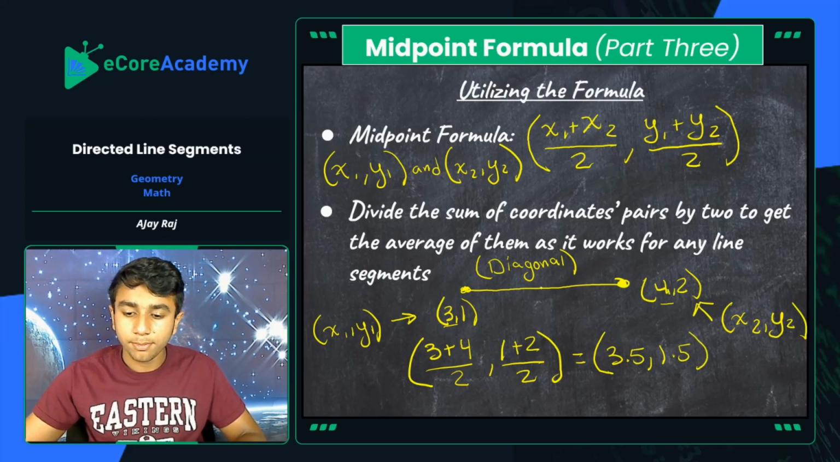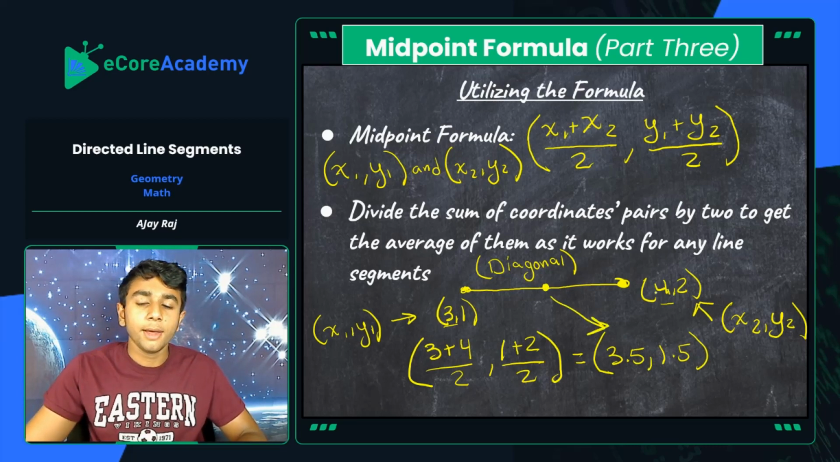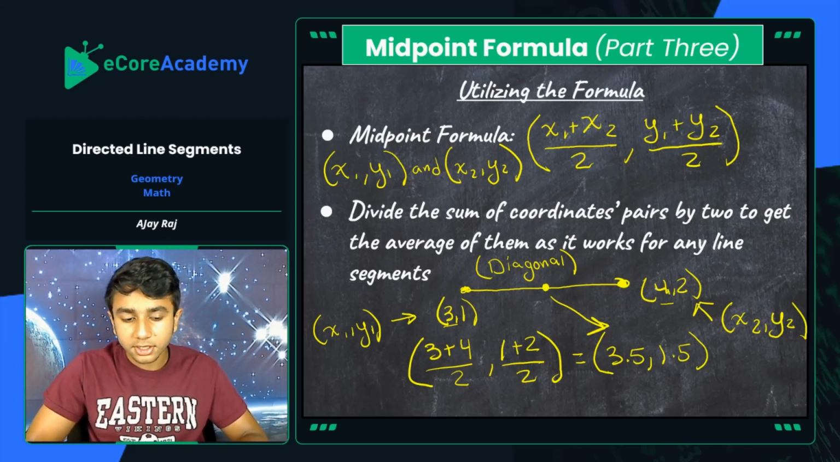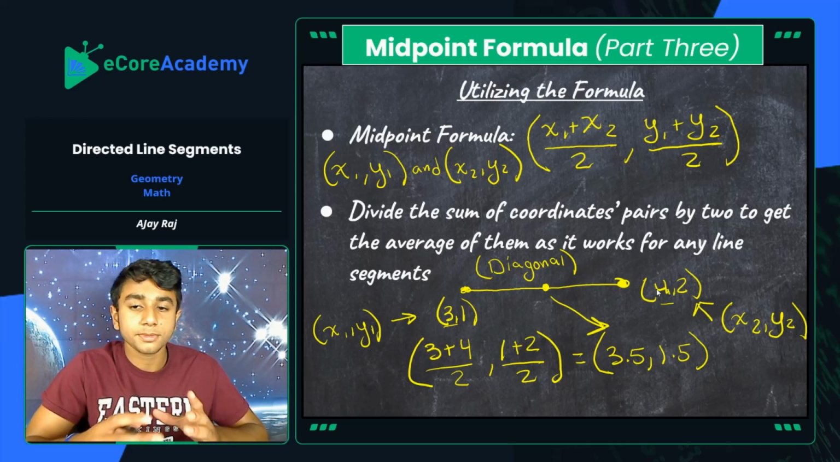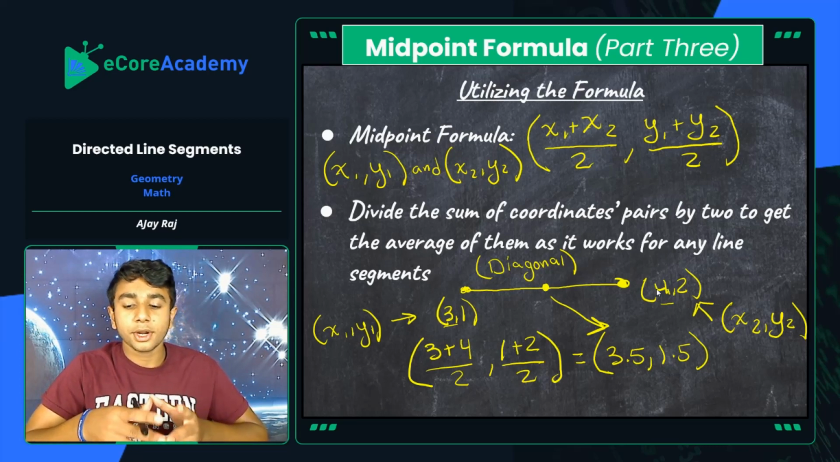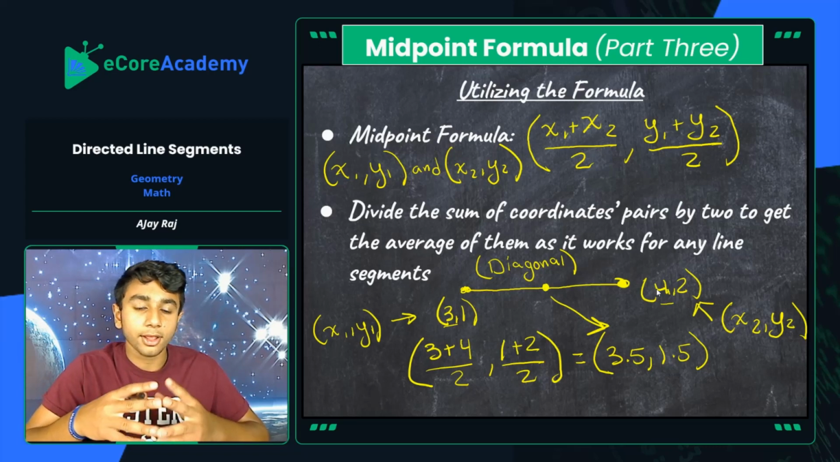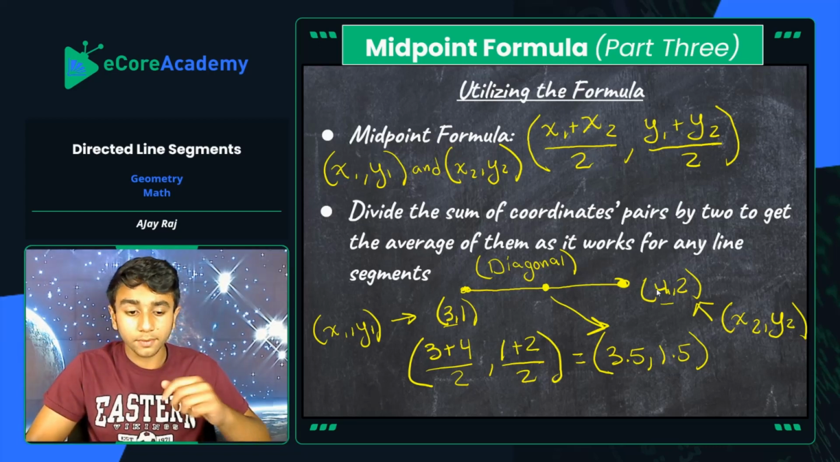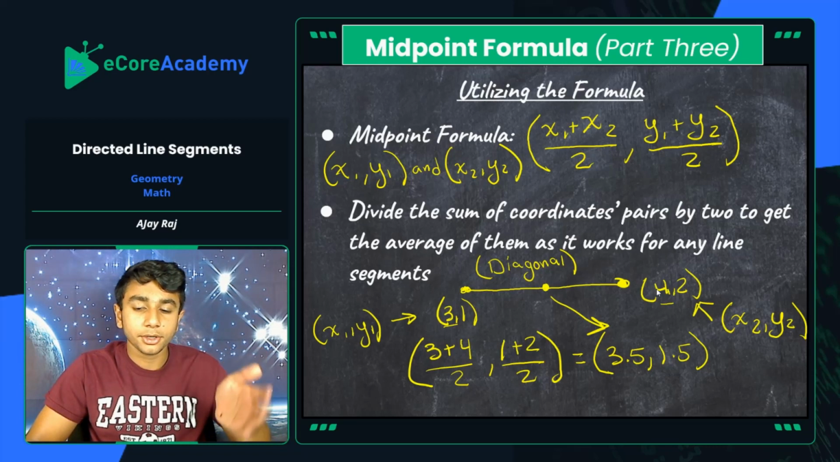So the midpoint here is equivalent to (3.5, 1.5). That's halfway between both endpoints, and it's the midpoint of this line segment. Very simple concept, but we're going to take it a little bit further. I have already introduced this concept in a previous video, but I'm just reinstating it, putting it into geometric terms, and we're going to plug this into higher level concepts with directed line partitioning.